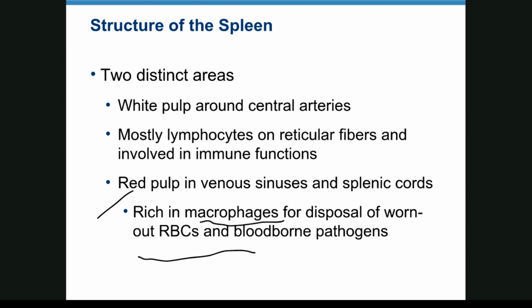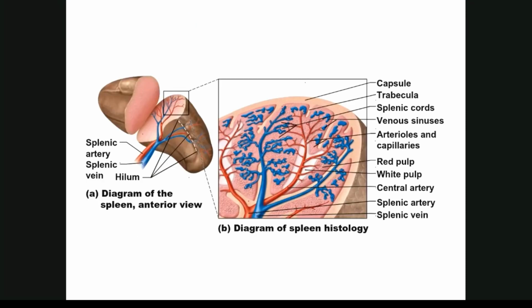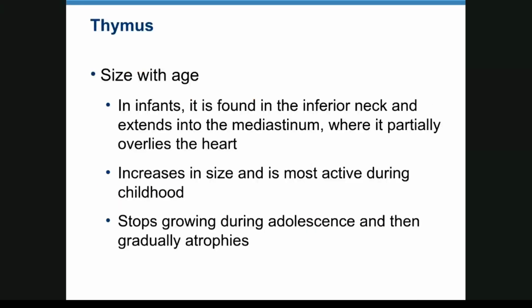Now, this next picture looks more like a Mr. Potato Head than it looks like a spleen, but it still shows us that we have red pulp with red blood cells, white pulp with lymphocytes, but it really does look like a Mr. Potato Head. I should have pulled up a good spleen off the internet. I'll let you do that yourself.